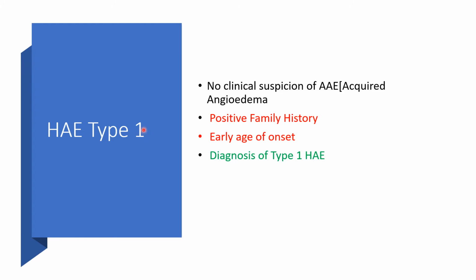Also, in type 1 hereditary angioedema, there will be no clinical suspicion of acquired angioedema, but there will be positive family history. And it will present at early part of life, early age of onset. When you find all this, then target: the diagnosis is type 1 hereditary angioedema.